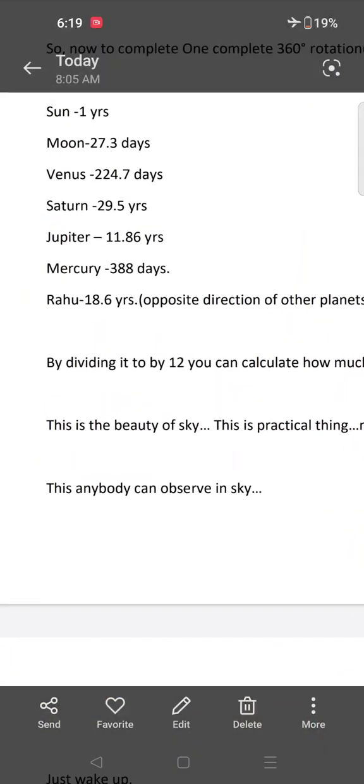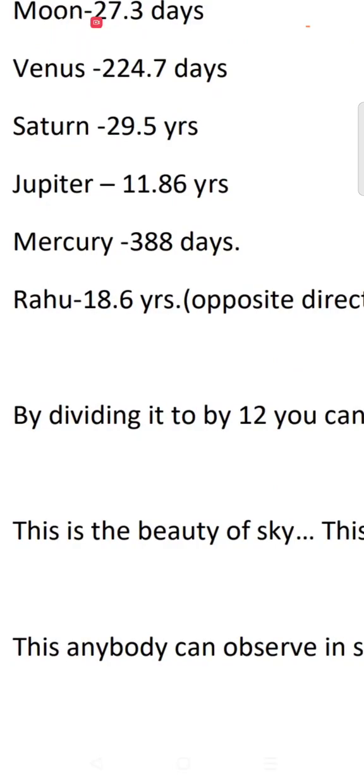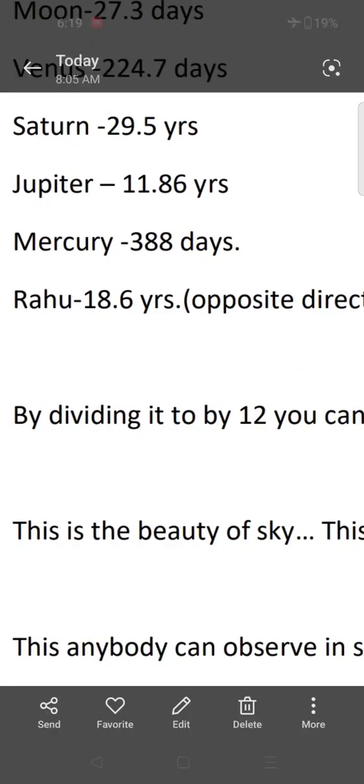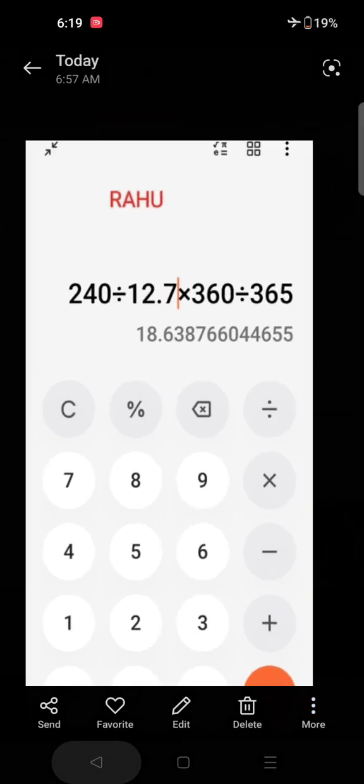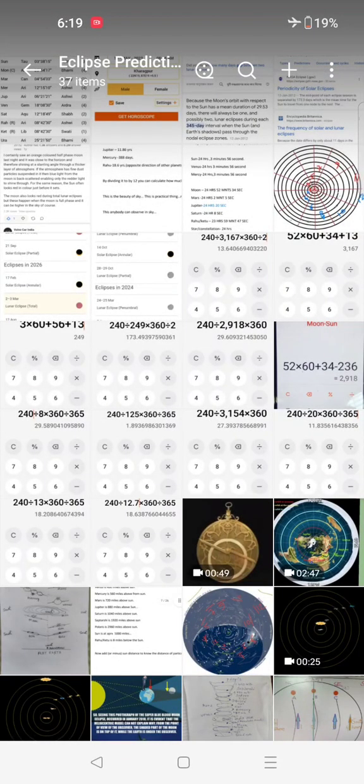Now as per zodiac, look at the Rahu, 18.6 years. So this 18.6 years for Rahu also matches with its rotation, but it is retrograde, always in retrograde. But they are all rotating in the same direction, west to east. Why is it retrograde? Because it is faster than the zodiac, whereas other planets are slower than the constellation.